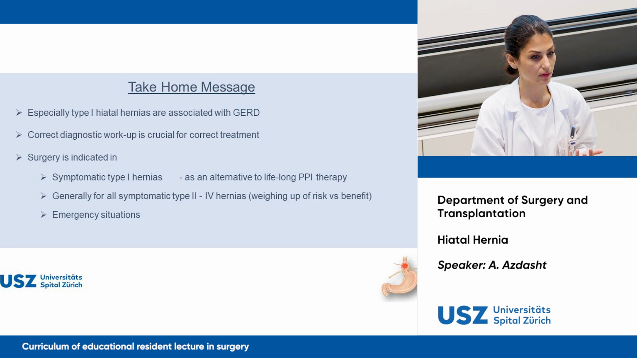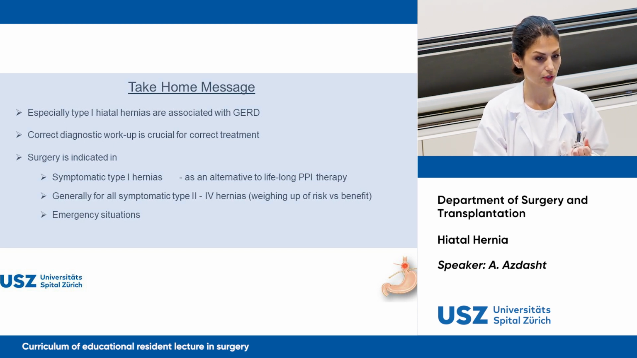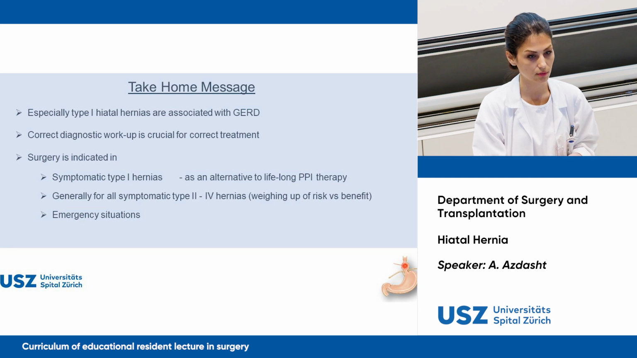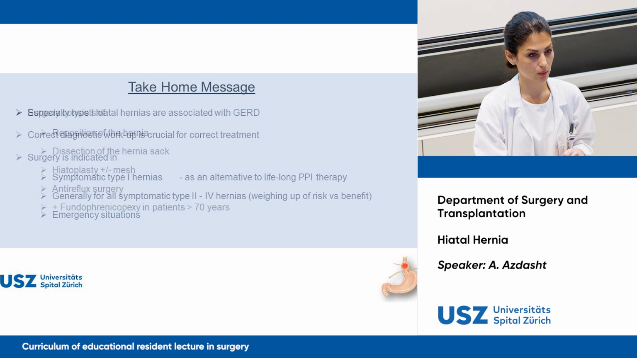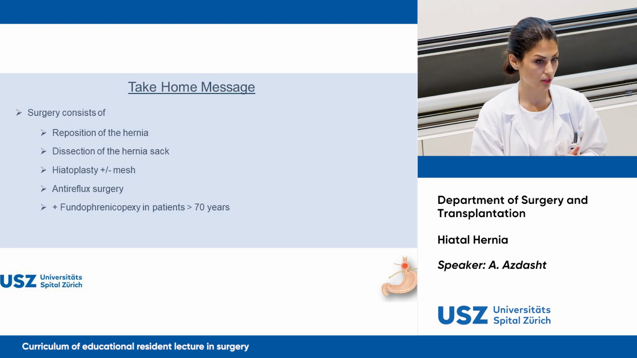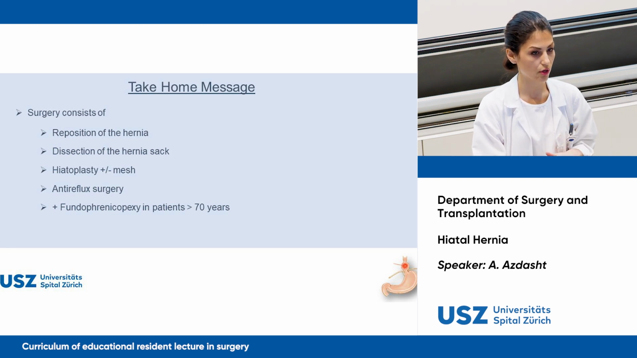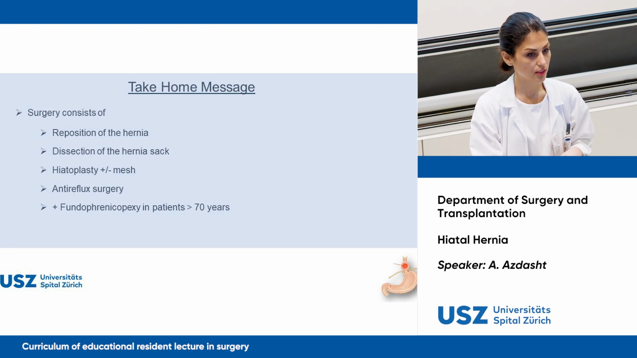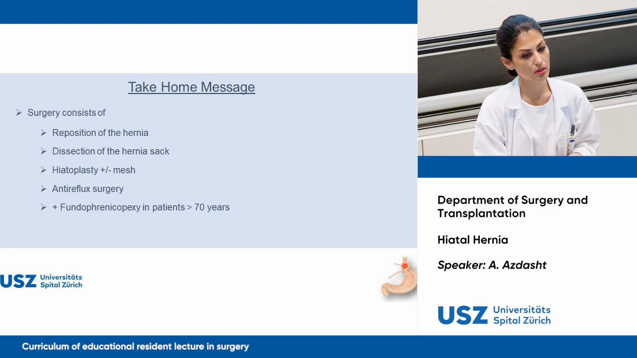It is generally given for all symptomatic patients with type 2 to type 4 hernias. But again, remember, we have to carefully weigh up the risk versus the benefit, and in emergency situations. The surgery consists of the reposition of the hernia, dissection of the hernia sac to reduce the recurrence rate. We do hiatoplasty with or without mesh, anti-reflux surgery. And for patients older than 70 years, we go for a Phrenico-esophageal.